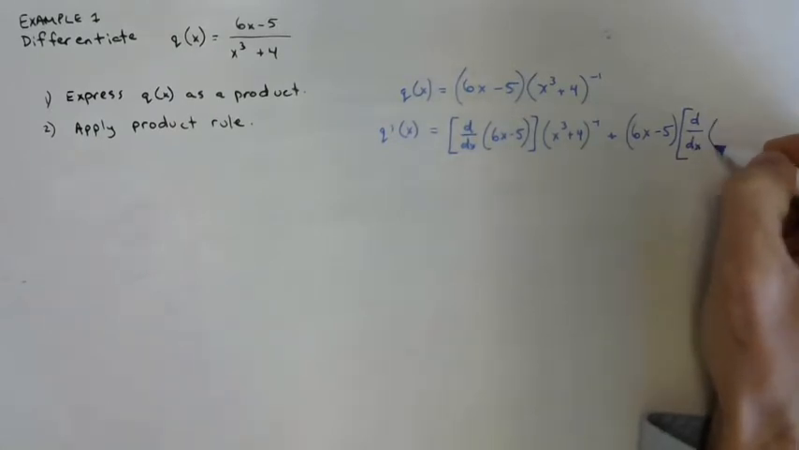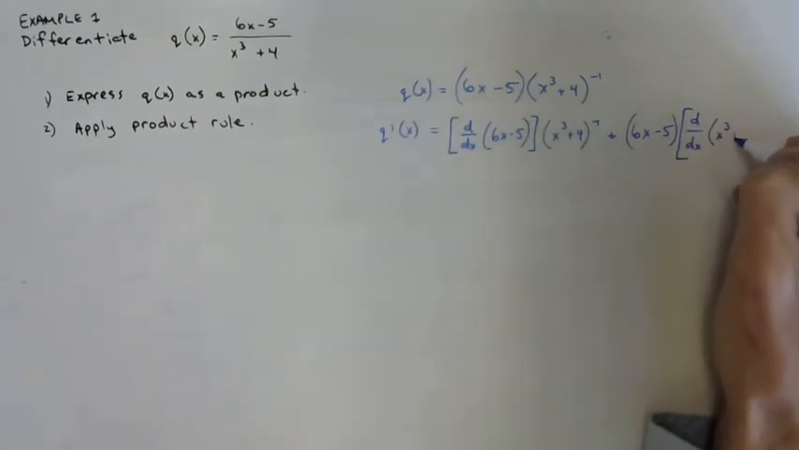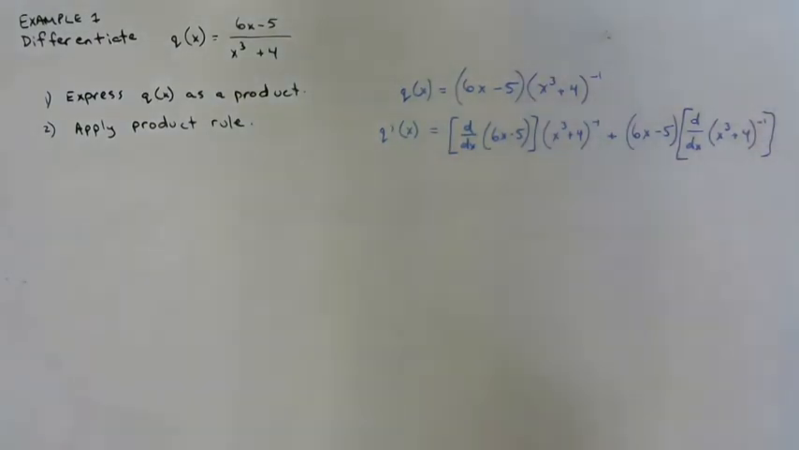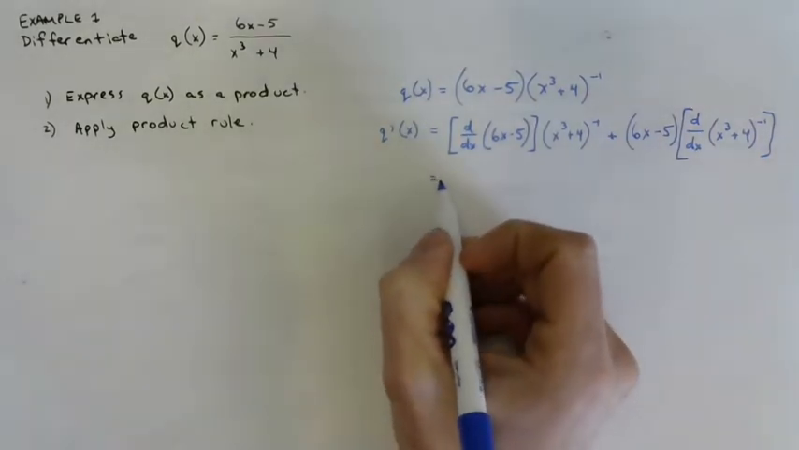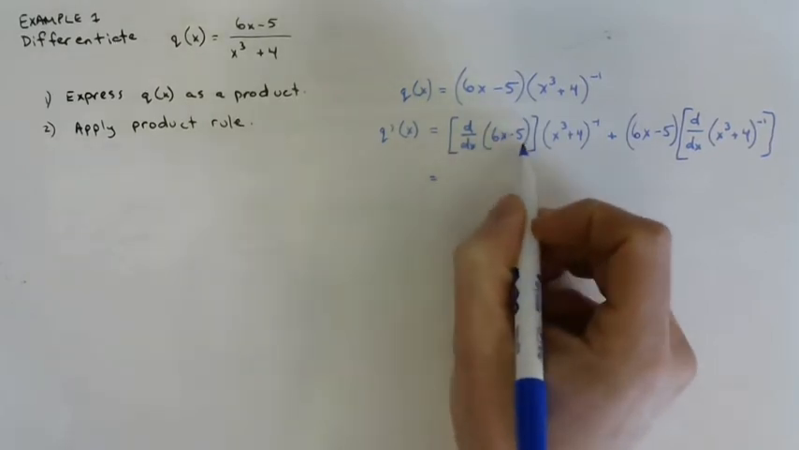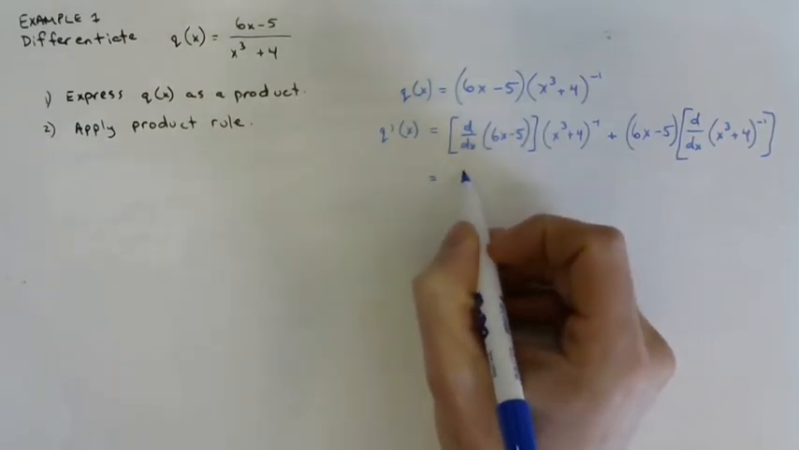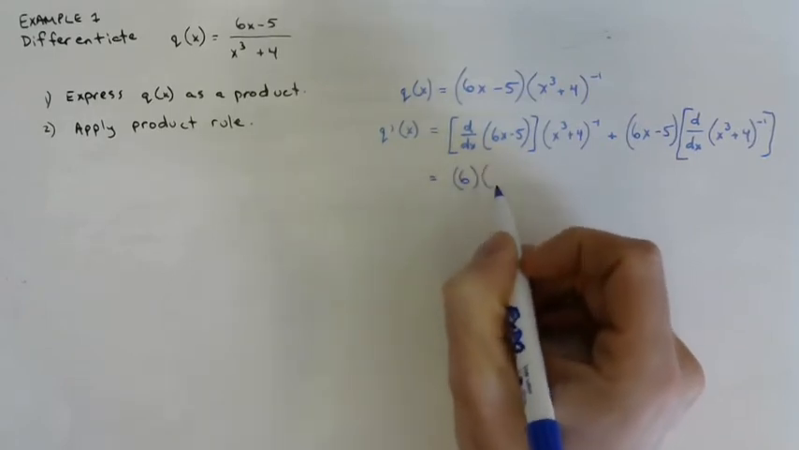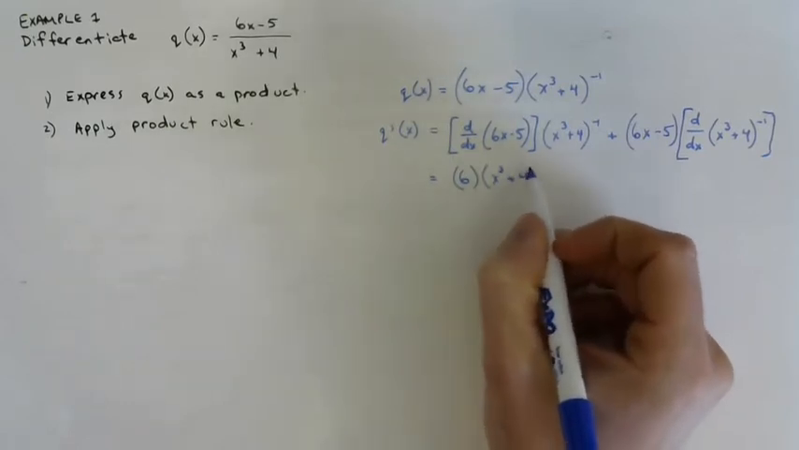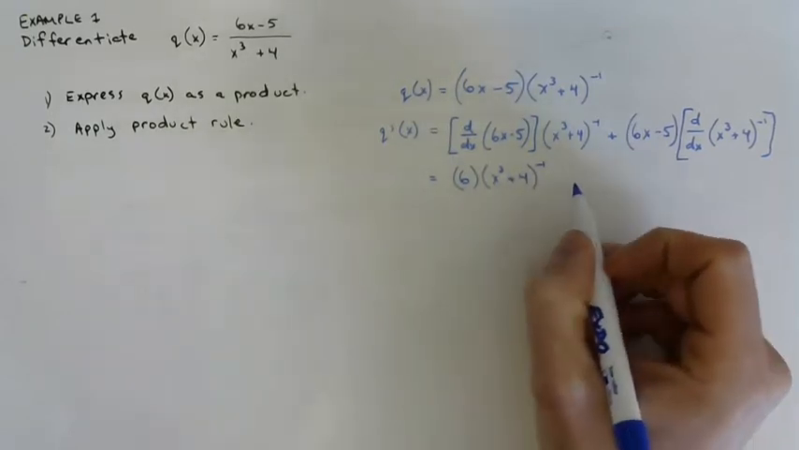Okay, so I haven't actually differentiated anything. I'm just stating what we need to do. All right, now we can go through this bit by bit. The derivative of 6x minus 5 is just 6. It's going to be multiplied by the second function, x cubed plus 4 to the power of negative 1.